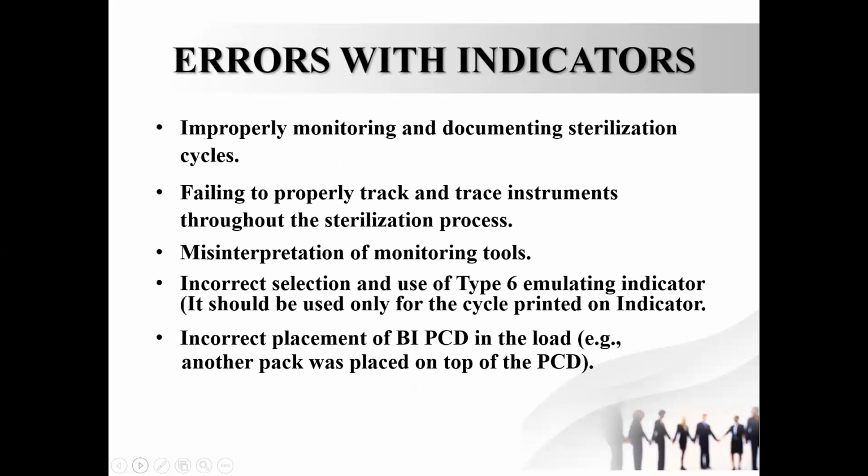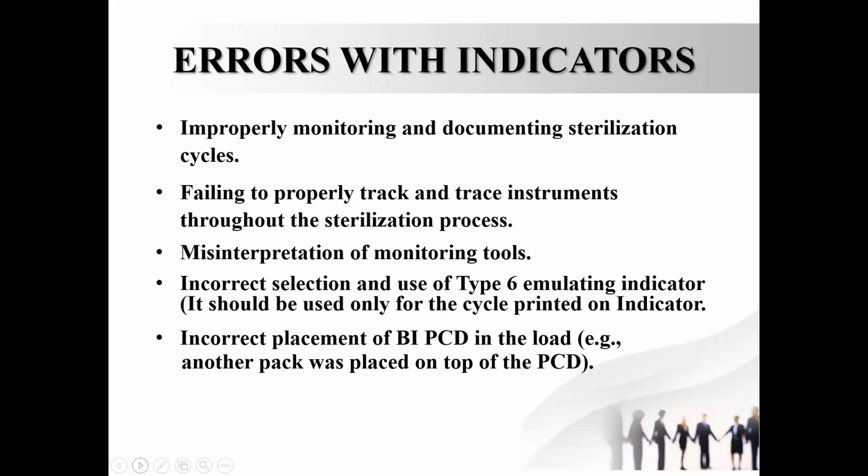What mistakes do we make in the department with our indicators? We don't properly monitor and document the sterilization cycles. We don't track and trace the instruments throughout the process. That means we don't have a batch number. So how can we see where it is issued? We have not written which department is issued what pack. So how will we get it back from that department? So we have to properly track and trace our instruments.